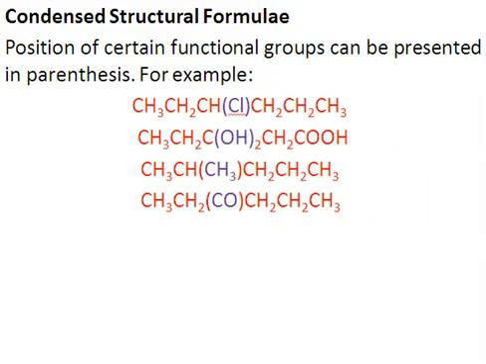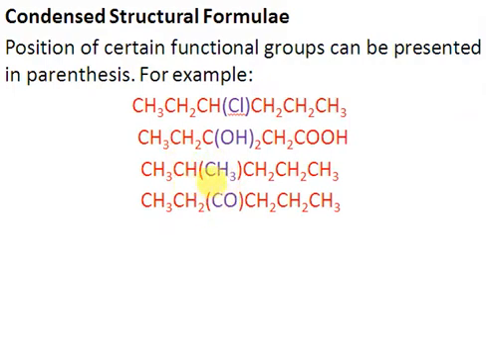Also, the position of certain functional groups can be represented by parentheses. For example, here we have written this chlorine inside the brackets, indicating that chlorine is attached with this carbon. Similarly, we have hydroxyl here, and if you can see, there is 2 outside this bracket. It means to this carbon there are 2 hydroxyls attached. Similarly, here we have a carbon, and with the bracket we have methyl, meaning methyl is attached with this carbon, and here we have CO.